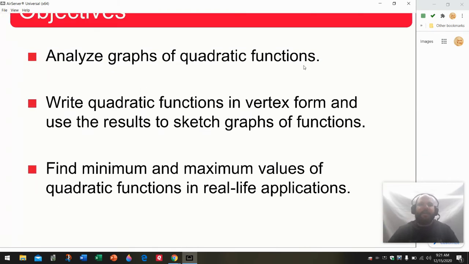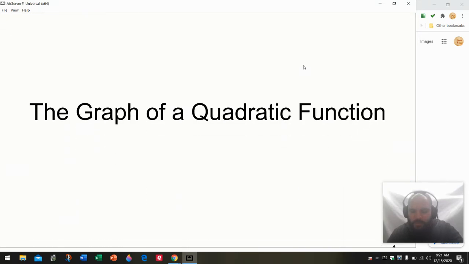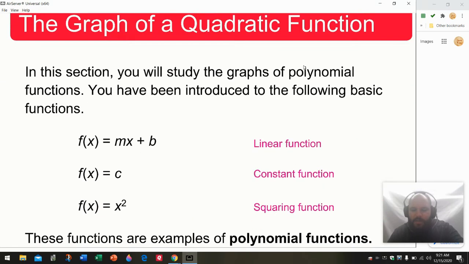We're going to be analyzing graphs of quadratic functions, writing quadratic functions in vertex form and using the results to sketch the graph of functions. And we will also be finding minimum and maximum values of quadratic functions in real life applications. So, the graph of a quadratic function.